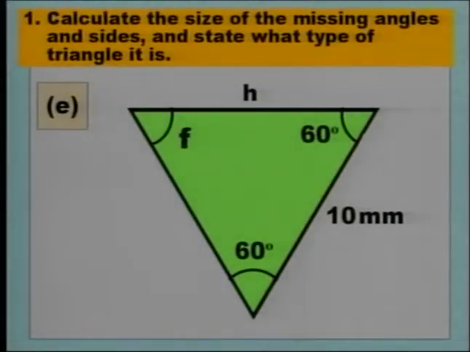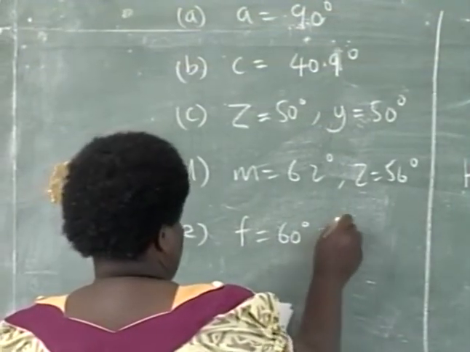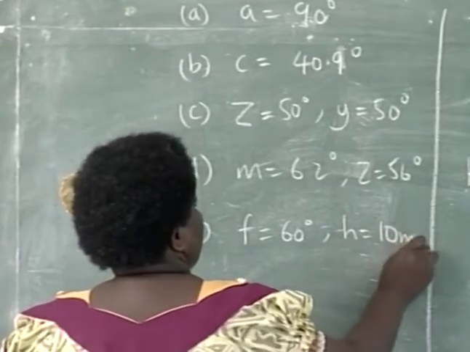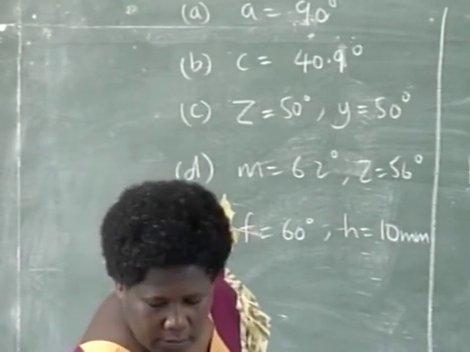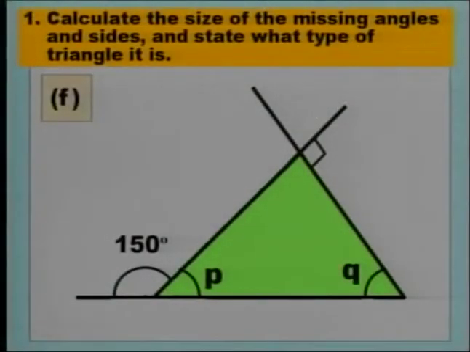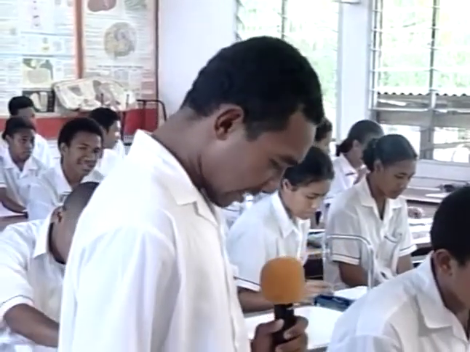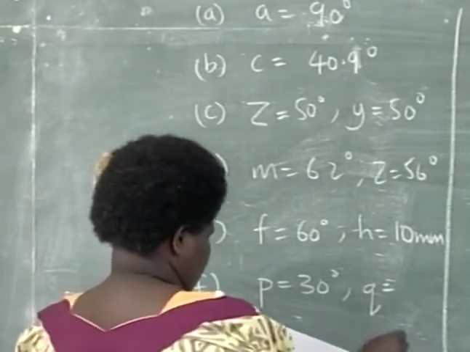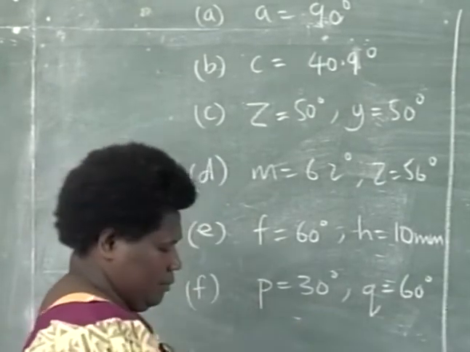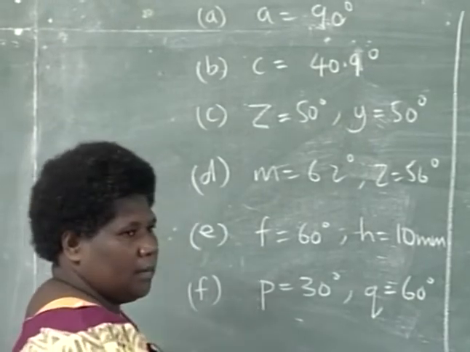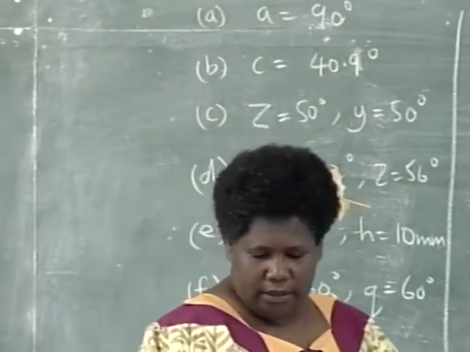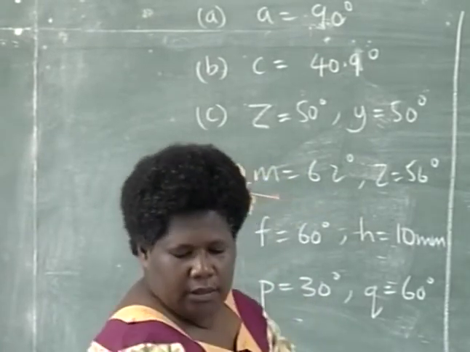Kyle. F equals 60 degrees, H equals 10 millimeters. It's an equilateral triangle. And H equals 10 millimeters, okay. It's an equilateral triangle. Good. Letter F. P equals 30 degrees and Q equals 60 degrees. It's a right angle triangle. Okay, the triangle shown is a right angle triangle. Good.